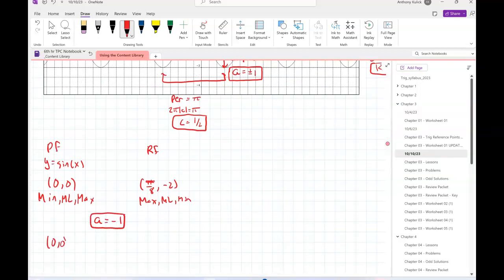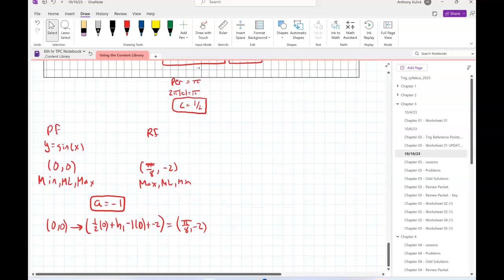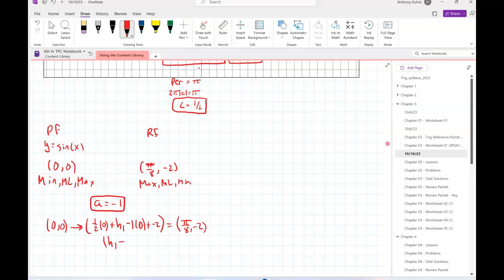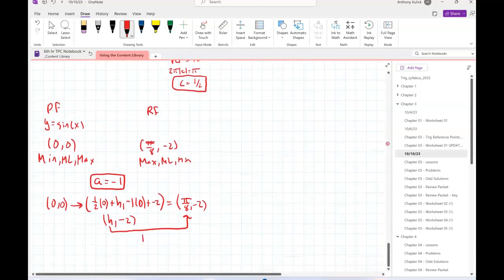And if I write my transformation, 0, 0 is going to go to pi/8 by doing c times x plus h, a times y plus k, which should give me the point pi/8, comma, -2. 1/2 times 0 plus h is h. -1 times 0 plus -2 is -2. So that tells me my h is pi/8.